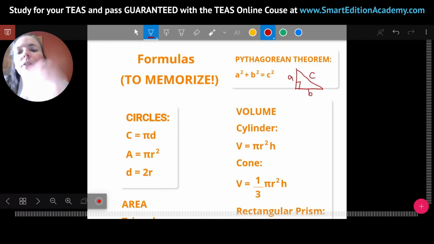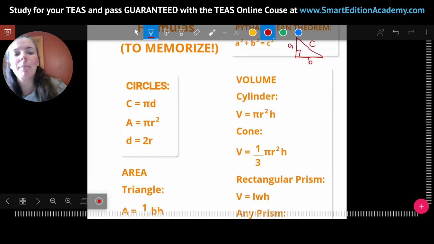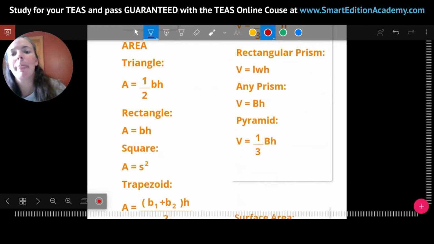I have some circle formulas here. Circumference equals pi times diameter, area equals pi r squared, and then the diameter is always equal to 2 times the radius. And then we've got volume and area formulas here. So let me scroll down a bit so you can see the next bit. Got some area and some volume formulas here.